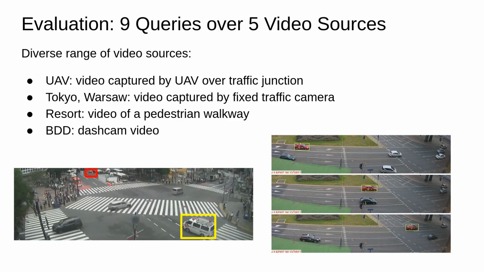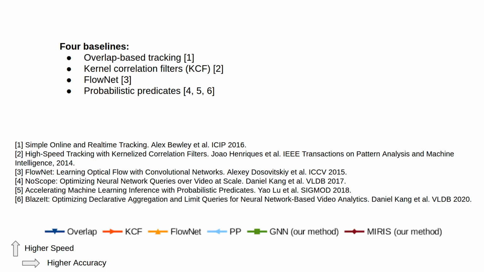We evaluated Miris on a diverse dataset consisting of 9 queries involving 5 distinct video sources. The queries include some of the ones we discussed earlier, like finding cars that run red lights and identifying instances of hard braking. We compared against 4 baselines.